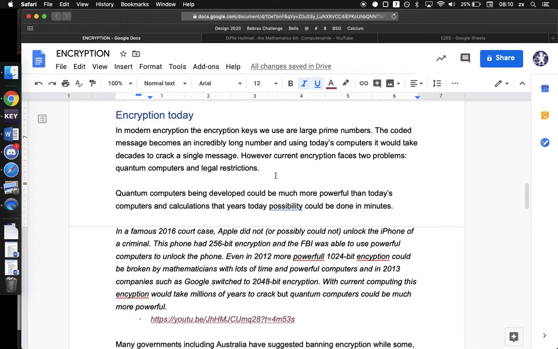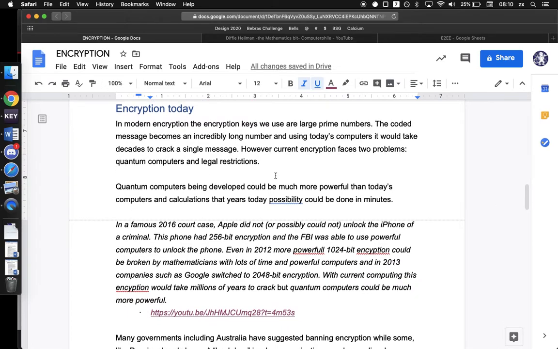We've talked about Diffie-Hellman. Okay, so encryption today. In modern encryption, the encryption keys we use are very large prime numbers. The coded message becomes incredibly long, and using today's computers would take decades to crack a single message. However, current encryption faces two problems: quantum computers and legal restrictions.